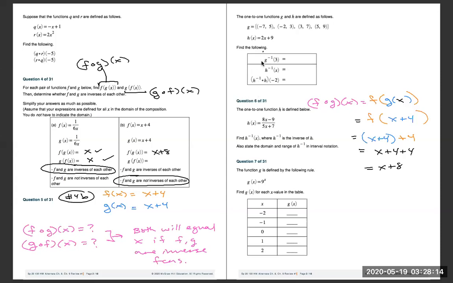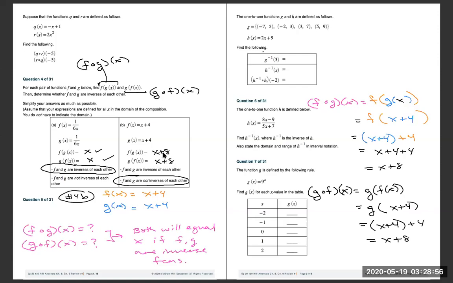Let's test part B. Let's just do it in the same color though, just black, because it's getting a little exhausting to change colors so much. So g composite f of x. That's going to be g of f of x, which is going to be g of x plus 4. So it actually comes out to be the same.